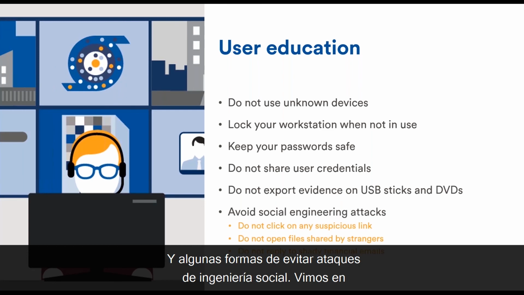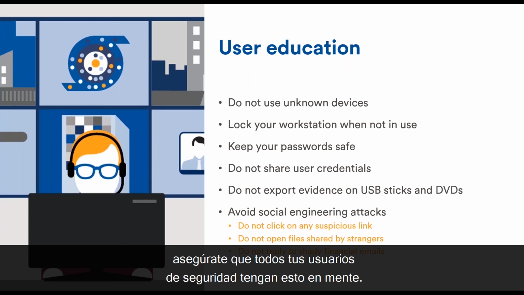And some ways to avoid social engineering attacks. We saw in the previous session that phishing attempts through email, for example, have increased 4,000% in the last few months. So they need to be careful, because they might use that same workstation to do other activities. Maybe there are emails in there, right? So do not click on suspicious links. Do not open files shared by strangers. Do not reply to weird financial emails. Even if it comes from someone you know, they might have been hacked. You don't know what happened there. So if there's anything fishy, do not click on anything, and ask the IT department or the security department. Those are pretty basic, but people often don't know about all of these things, and they need to be reminded. So just keep this top of mind for all of your security users.